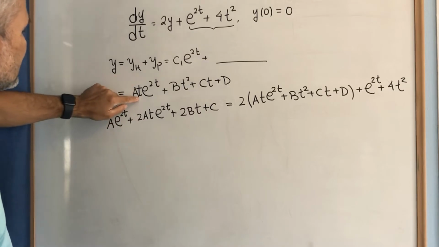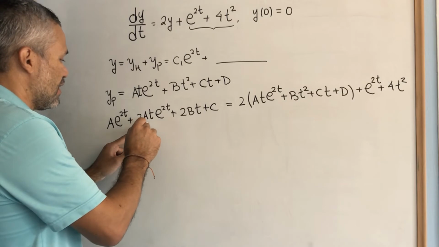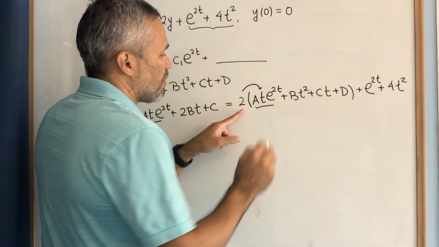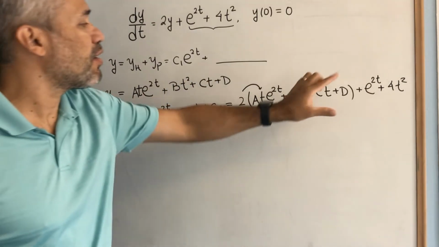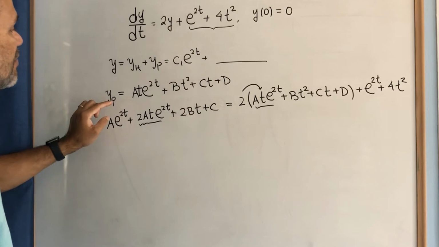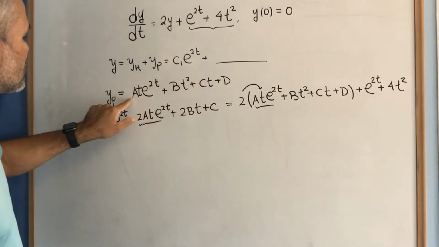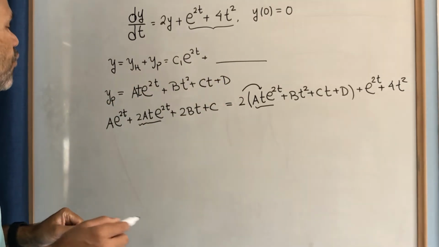The part that has the t e to the 2t must cancel. Let's see, here we have this on the left, and here we have it when I multiply this by this. These two parts cancel. Then essentially what we need to do is to compare coefficients and get a system of equations. Notice that we have 1, 2, 3, 4 unknowns, a, b, c, d. Then we need to set up 4 equations.